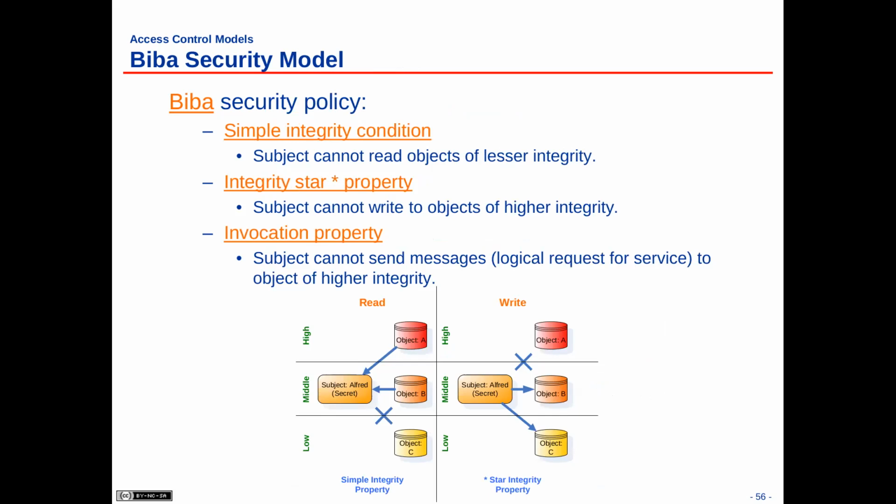This is the Biba security model. So here you have the simple integrity condition: subjects cannot read objects of lesser integrity. Integrity star: subjects cannot write to objects of higher integrity. And the invocation property: subjects cannot send messages to objects of higher integrity. So you'll see that this doesn't deal with confidentiality at all.